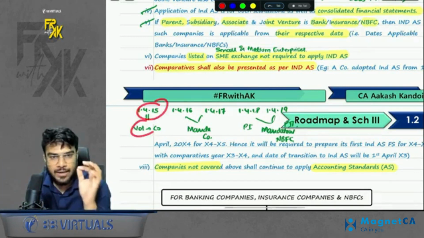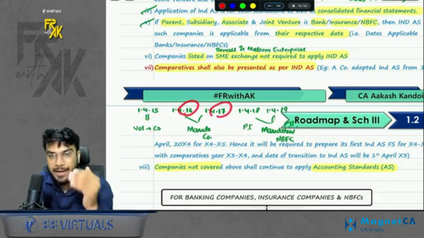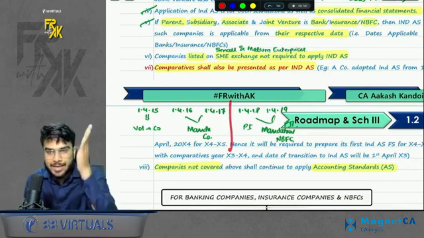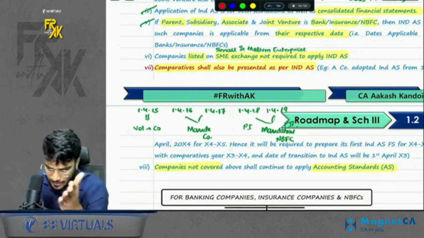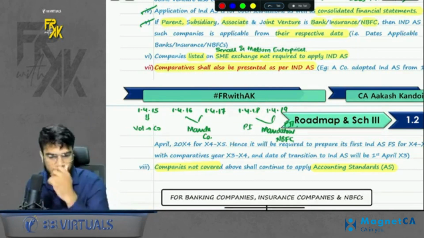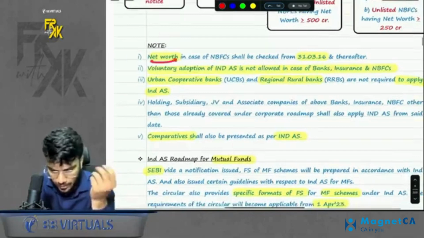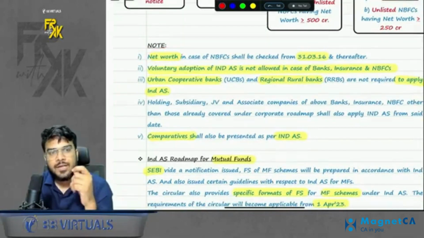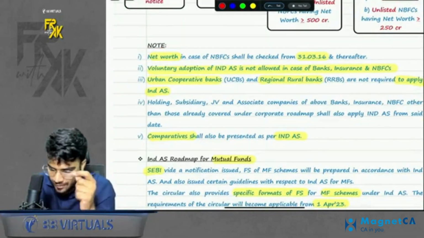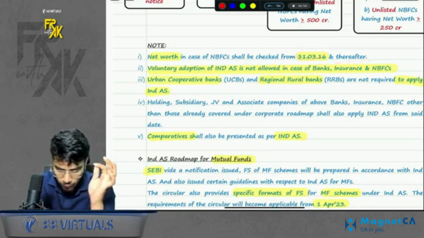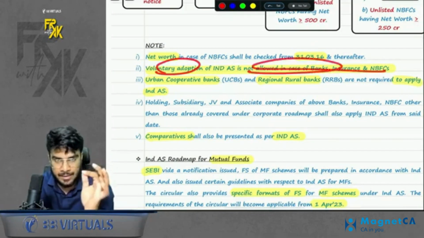15 is voluntary for companies. 16, 17 is mandatory for companies. Then as soon as the company's dates are over, start with NBFC. 18, 19 is for NBFC. Phase 1, phase 2. So the criteria for phase 1 and phase 2 is the same as companies. Simple. Okay. Again, net worth in case of NBFCs, we shall start checking from 31st March 16 and thereafter. Voluntary adoption is not allowed in these 3 cases.